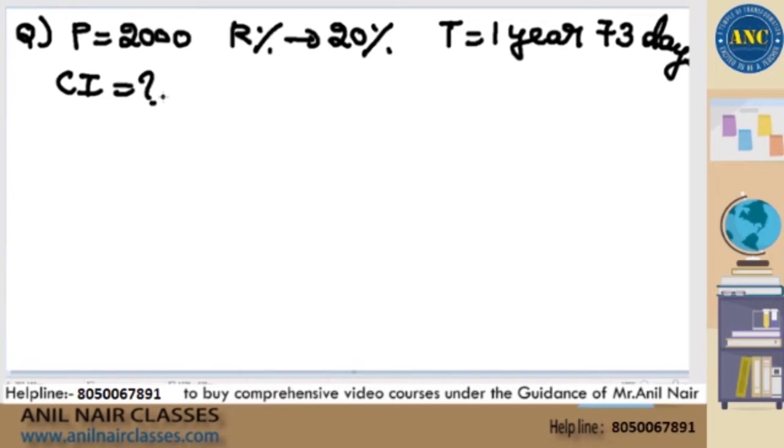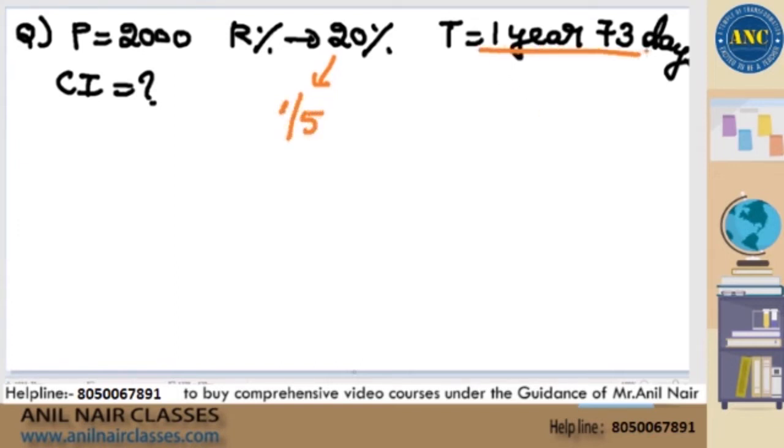Listen carefully, sir. P is 2000. R percentage is 20 percentage. Time period is 1 year 73 days. CI. I want everybody to listen to this question. Lot of stupid formulas will be there in the books. You don't need any formulas. Listen carefully to this idea, sir. 20 percentage is 1 by 5.